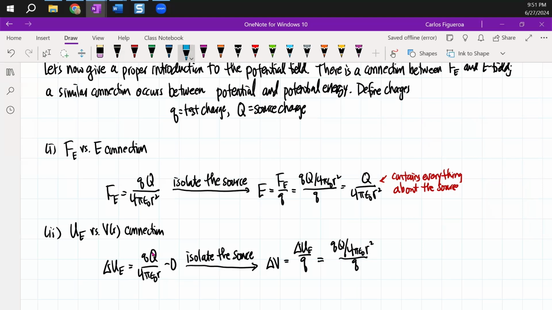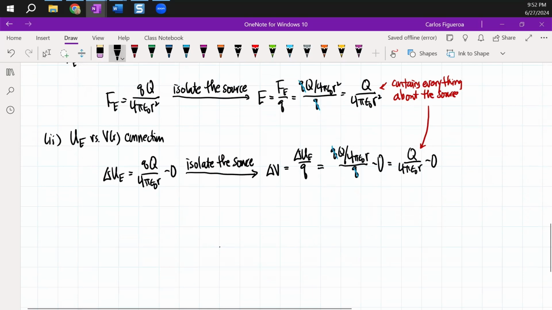And just as we saw above, these q's cancel out, and then it leaves us, by the way, I put a square here, which was not correct. So then that leaves us with Q over 4 pi epsilon r, minus 0. Once again, it contains everything about the source.